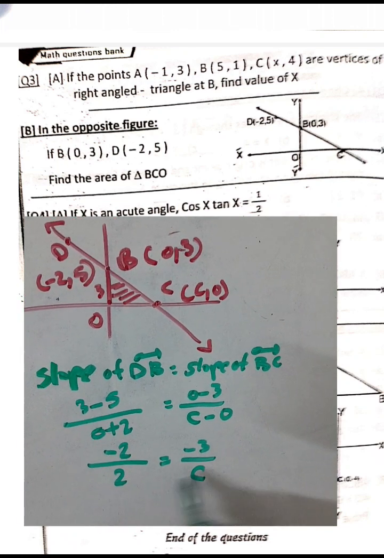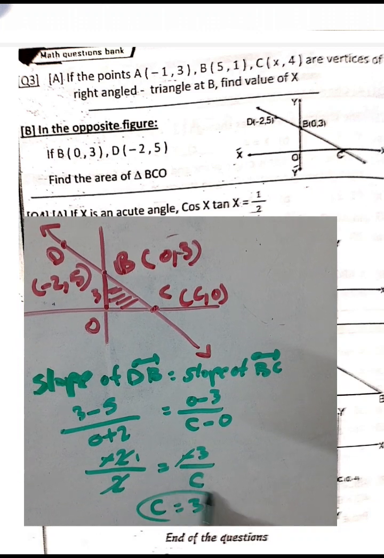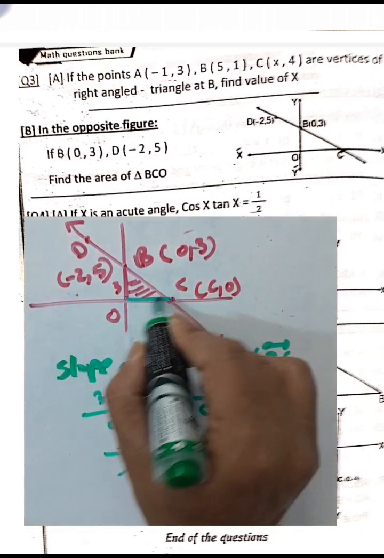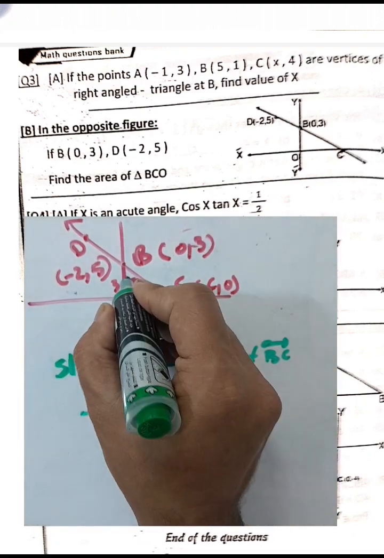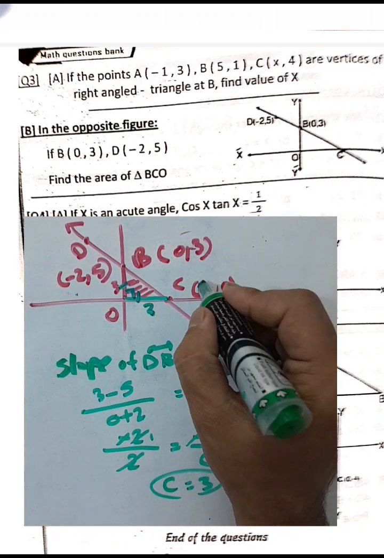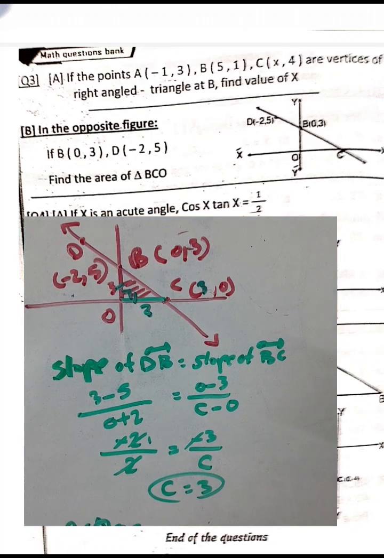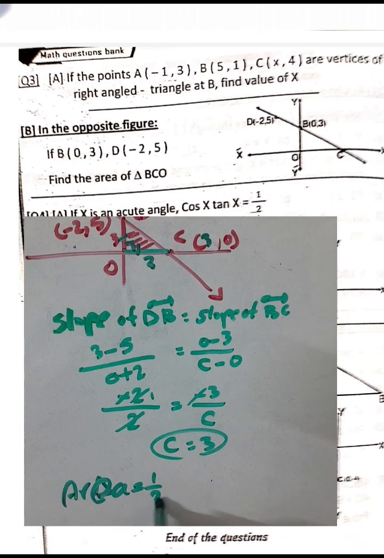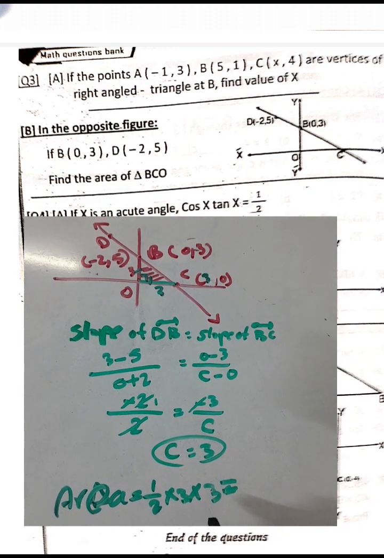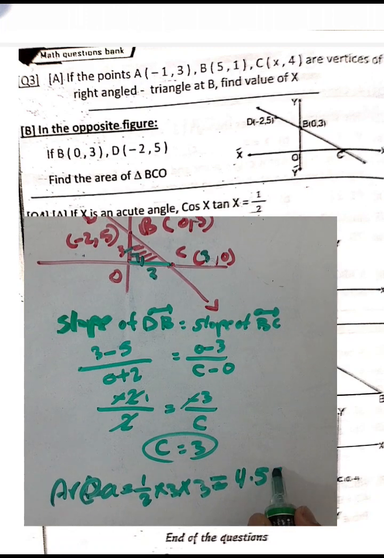And then we can cancel negative by negative and divide by 2, giving 1. Then C will be 3, because 3 divided by 3 equals 1. Then we know this place here from 0 to this point will be 3 units. So we have an isosceles right angle triangle, isosceles because the coordinates of this point will be 3 and 0. Then we can find the area of this triangle. Half times base times height. Half times 3 times 3. 3 times 3 is 9. Half of 9 will be 4.5 square units.